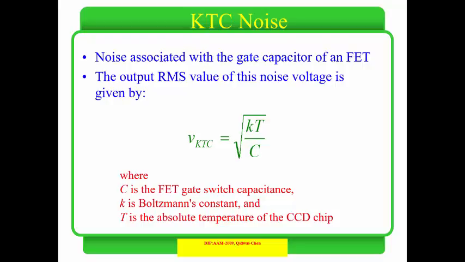Here the k is called the Boltzmann constant. Do you remember this Boltzmann constant? Did you hear about it before in physics? No? It's a constant value that is used in order to compute this voltage. T here is the absolute temperature of the charge coupled device that we have, and C here is called the FET gate switch capacitance. All of these are parameters related to the physical circuit that we use to build our camera. From it as well we can have this type of noise.